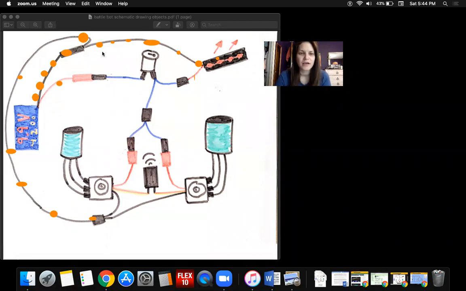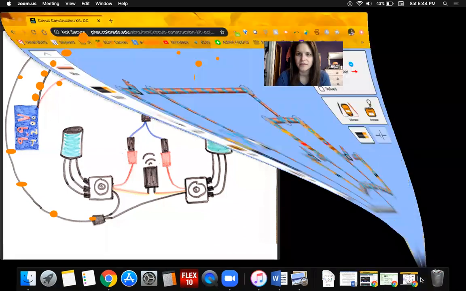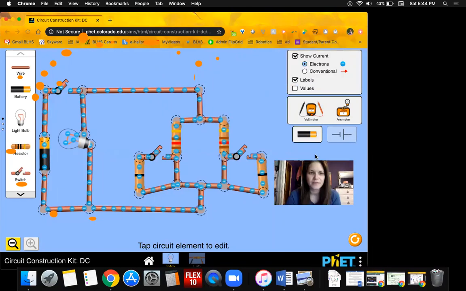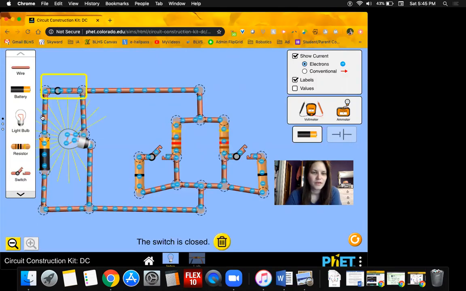Now, if you guys will take a look at this piece. This is an example of a simulation. Oop, I need to get rid of all of those little electrons. There we go. So in this simulation, you can actually see the electrons that are going to be flowing through this circuit. So when I close the switch, you can see that the electricity is flowing through my light bulb.